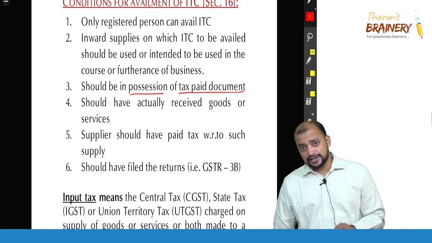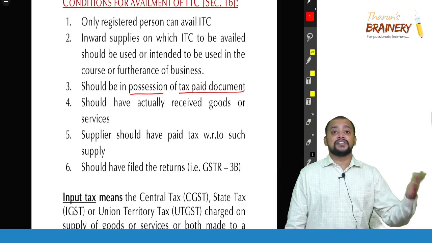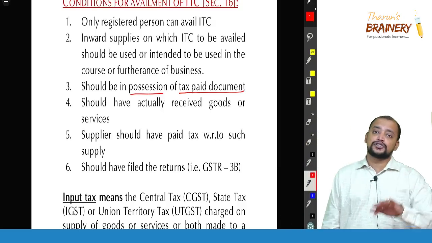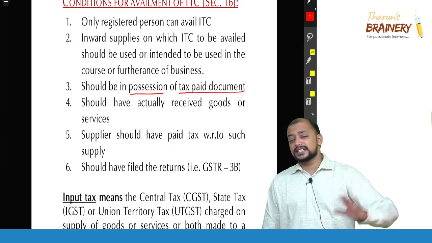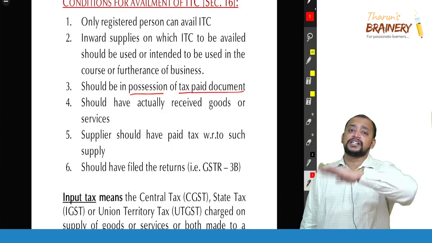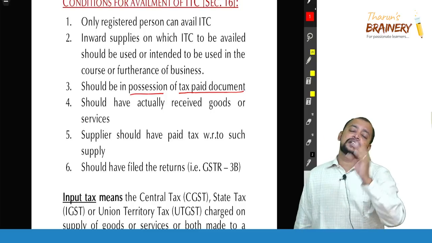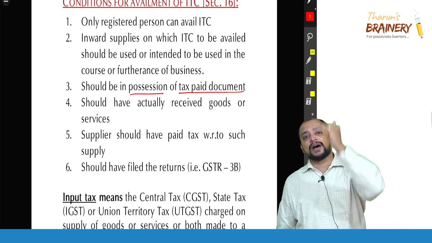If any condition is not satisfied, whatever the credit that has been availed, first you should not avail. If the credit is already availed, that needs to be reversed. Reversal is simple, just like in 3B how we take credit, there is a line for reversal. In that reversal, if you mention it, automatically the balance will come down.